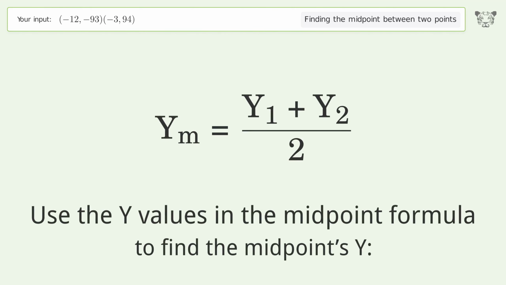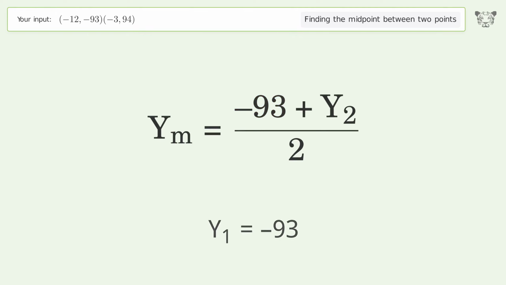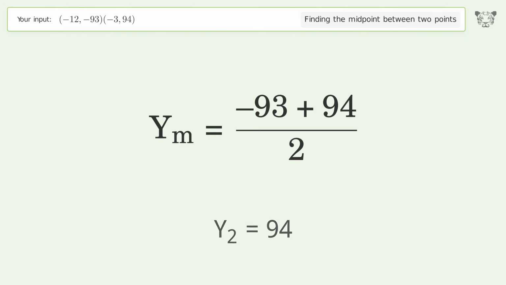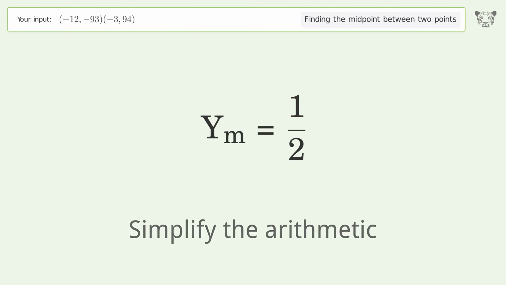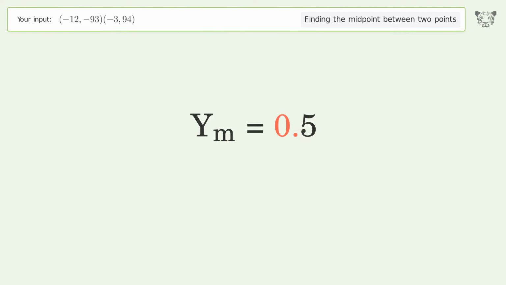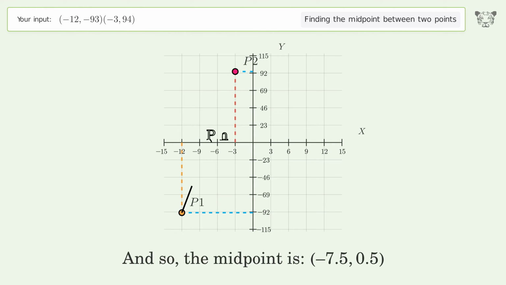Use the y values in the midpoint formula to find the midpoint's y. y1 equals negative 93. y2 equals 94. Simplify the arithmetic. And so, the midpoint is, negative 7.5, 0.5.